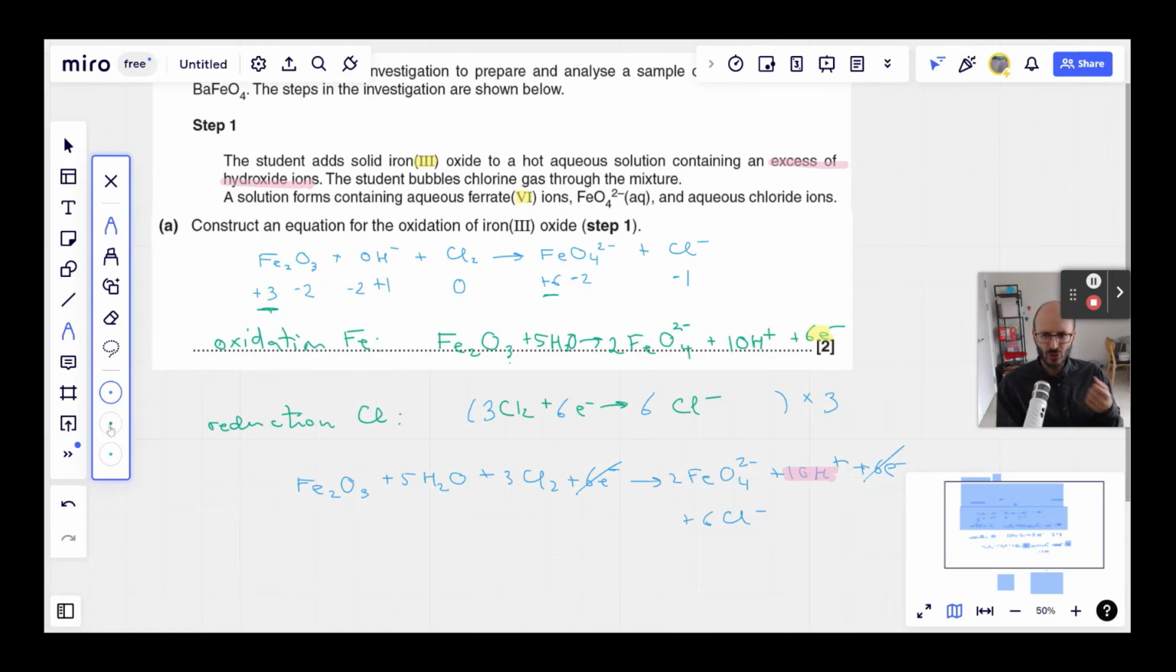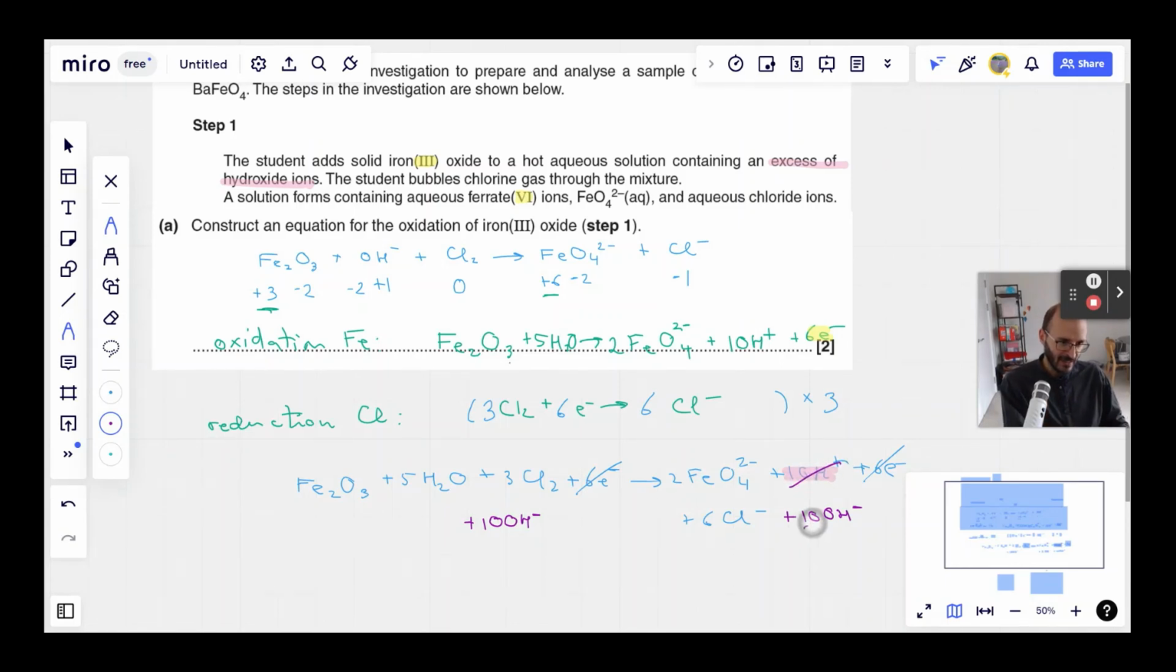Well, not too complicated. What we have to do is to get rid of the protons by adding hydroxide ions. That makes sense because the hydroxide ions are going to neutralize the protons. The only thing is that if you add hydroxide ions to one side of the equation, you need to do the same on the other side just to keep everything balanced. So 10 hydroxide ions here. So 10 protons plus 10 hydroxide ions, they react together and they make water.